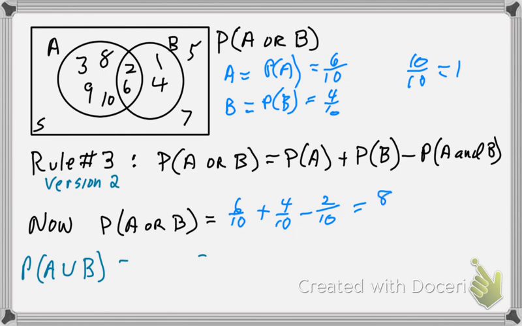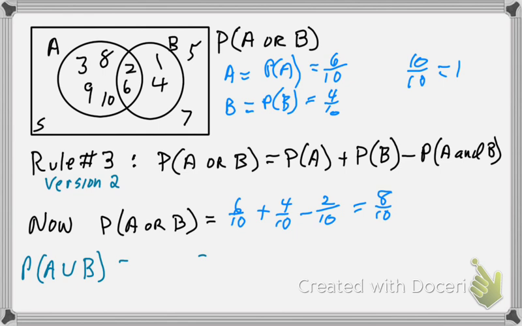So now I'm getting 8 out of 10. And that makes more sense. Look at the diagram. If I reach in there and draw out a number thousands of times, 80% of the time I'm going to get something in A or B. The other 20% of the time I'm going to get either the 5 or the 7. So the math matches the picture in this case.